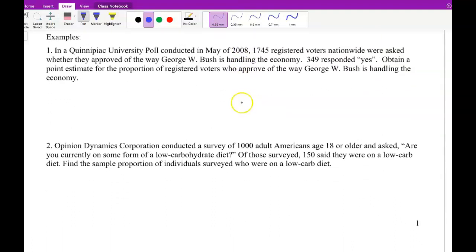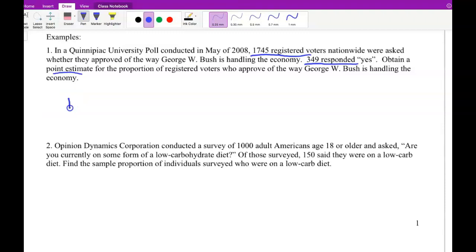Now, example number one. In this university there are 1,045 registered voters, and they were asked whether they approved of the way George W. Bush is handling the economy. 349 responded yes. So we are obtaining a point estimate for the proportion of voters who approve of the way George Bush is handling the economy. Here we have an estimate, or in other words, we are finding the sample proportion.